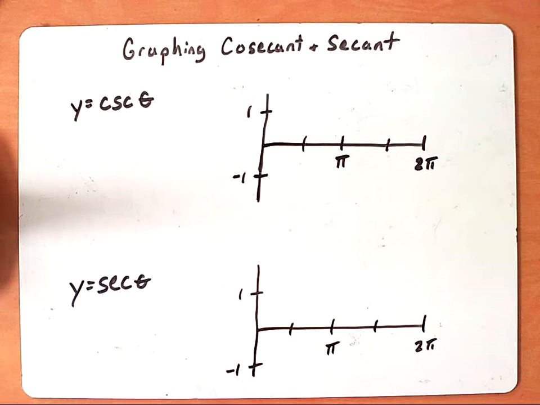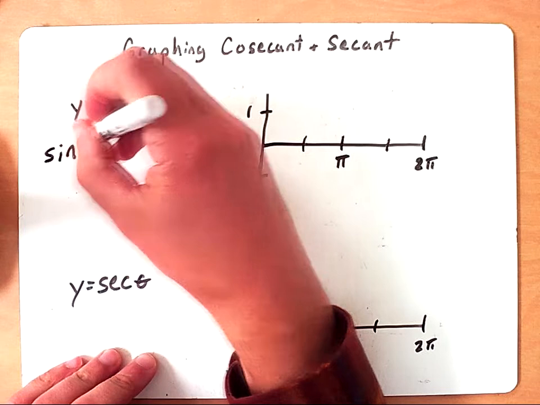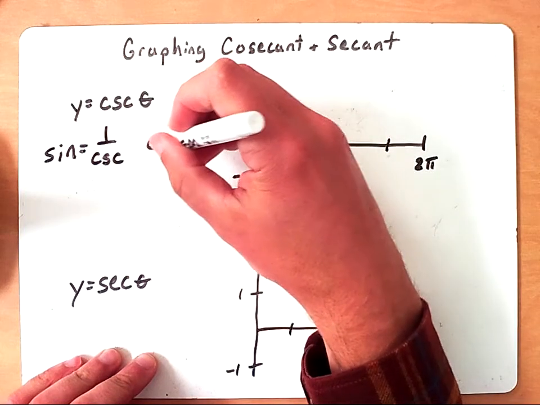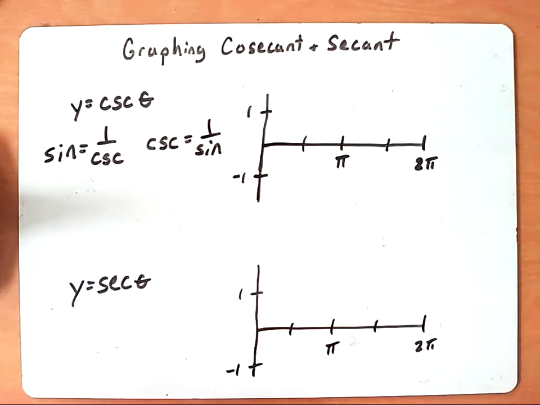To graph a cosecant function, which is what we'll start with, the first thing that we want to do is graph the sine function. We know that sine and cosecant have a reciprocal relationship, which means that sine is going to equal 1 over cosecant, and cosecant is going to equal 1 over sine. So if I graph my sine function, I can use the points on that graph to graph my cosecant function.